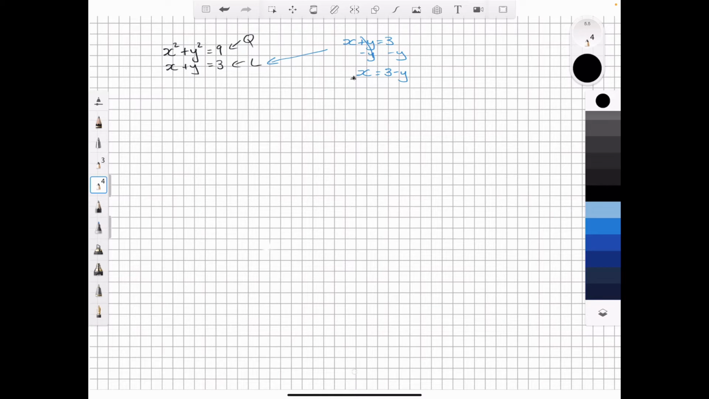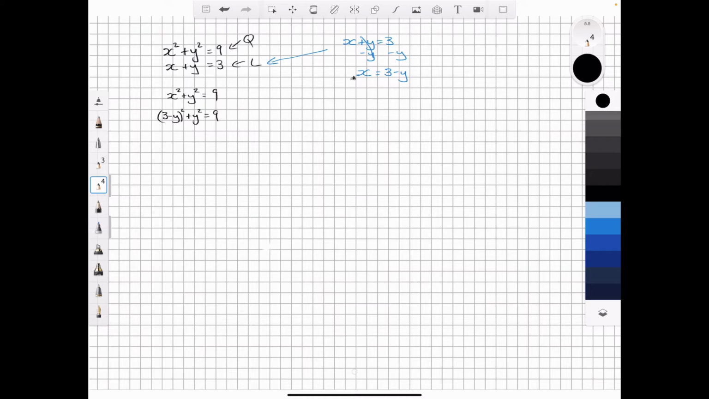Now that I have this, I can put that into the quadratic equation, the top equation. So I'll just rewrite that there, x squared plus y squared equals 9. Now we just found out that x is equal to 3 minus y. That means that I can put in 3 minus y where the x squared is, but make sure you put the little squared in, plus y squared equals 9.